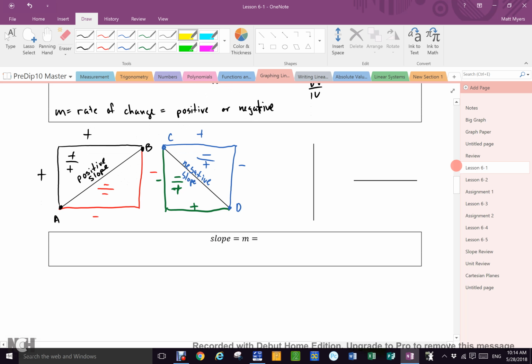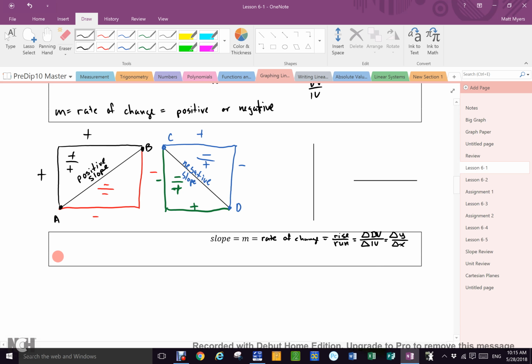All right. So now we can do some more talking down here. Slope we know is m, but what is it also? It's also the rate of change. It's also the rise over the run. It's also the change in dv over the change in iv. It's also the change in y over the change in x. Is everybody good? All of those things are slope.